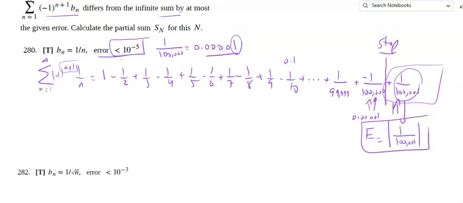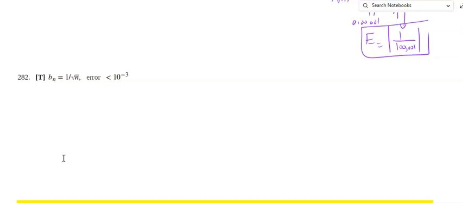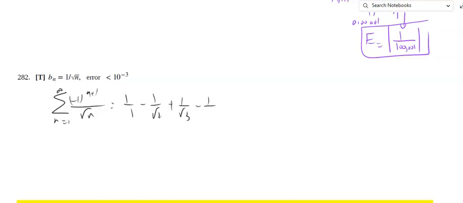And let me show you again. If we're looking at this series, n equal 1 to infinity of negative 1 to the n plus 1 over radical n, this is 1 positive, minus 1 over radical 2, plus 1 over radical 3, minus 1 over radical 4. Now let's see. They want the error to be less than 1 over 1,000, which is 0.001.